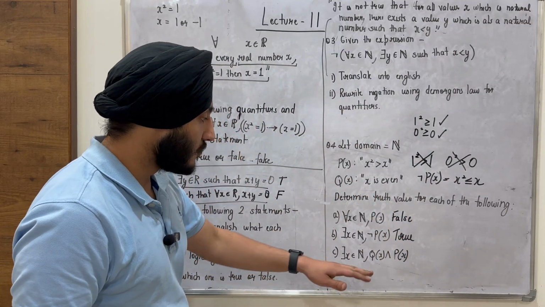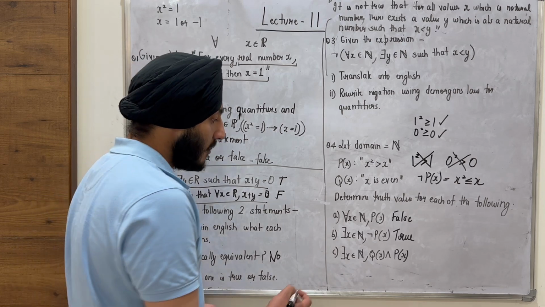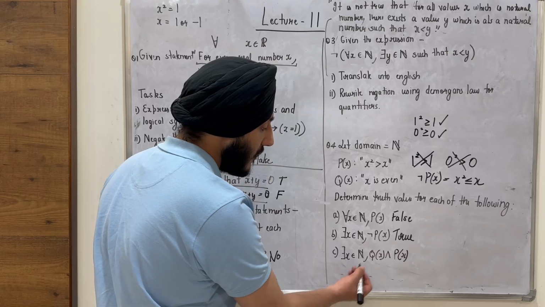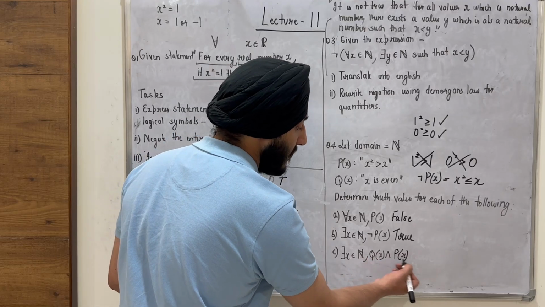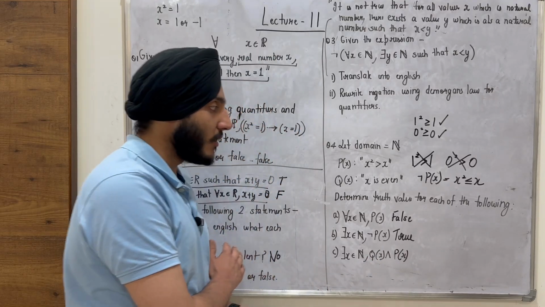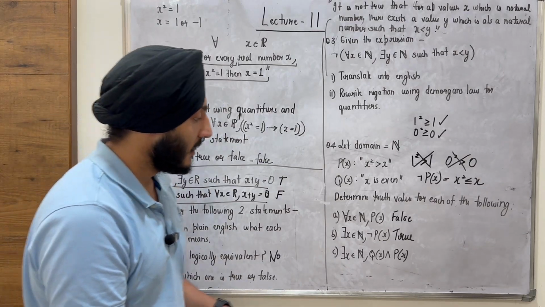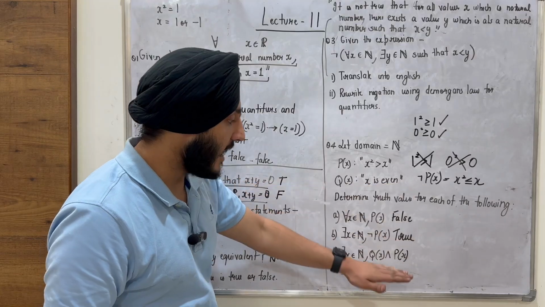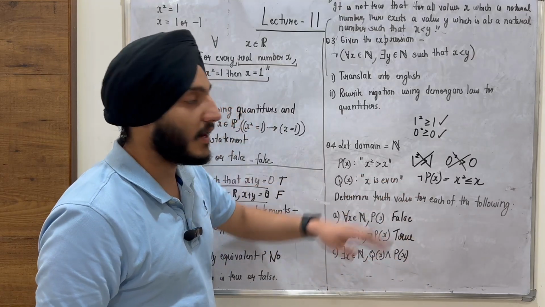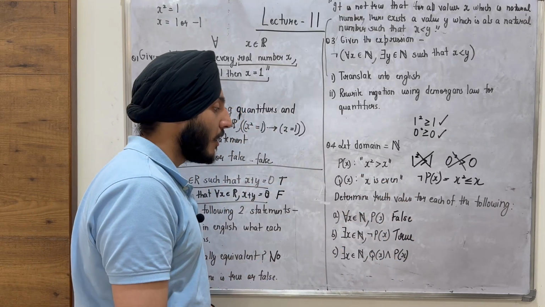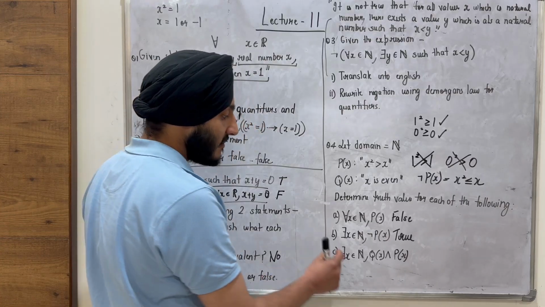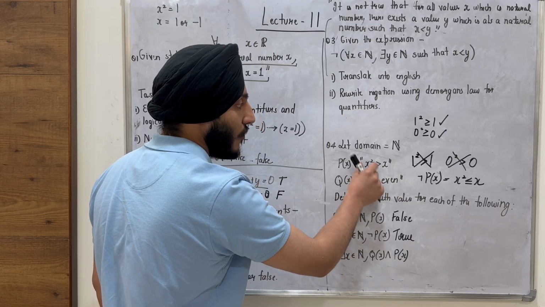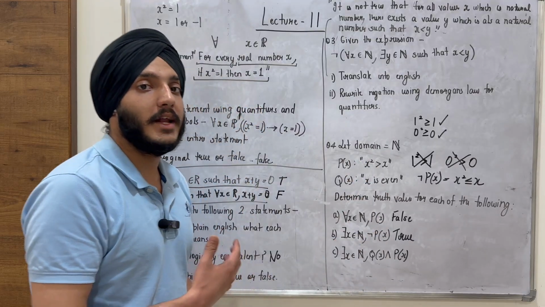Then moving on, let's try to solve part C, right? Given there exists x, which is an element of the natural numbers, such that Q of x and P of x, right? So let's try to convert it into an English sentence once again. There exists some value x such that x is even and x square is greater than x, right? Let's try to think about it. Do you think that there is a certain value x such that it is an even value and its square is greater than x? And the answer is simply true, right?